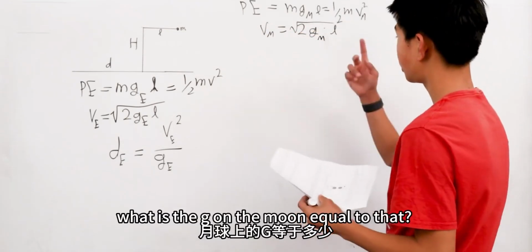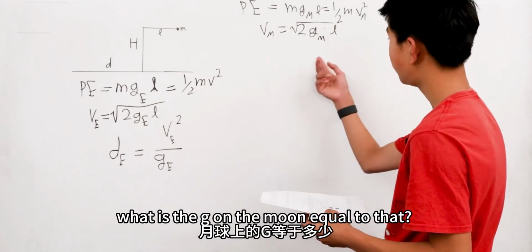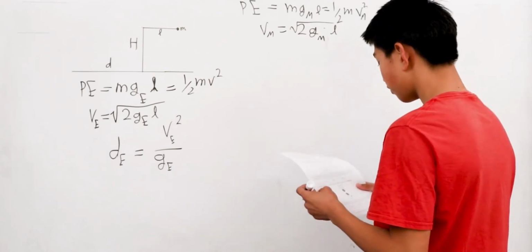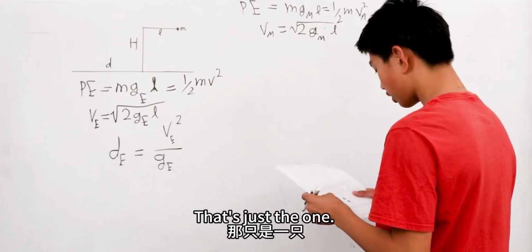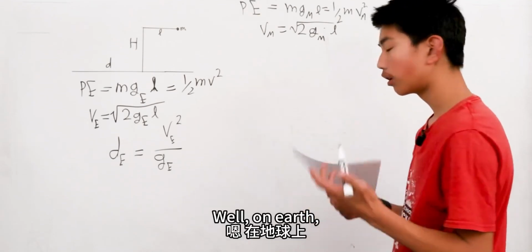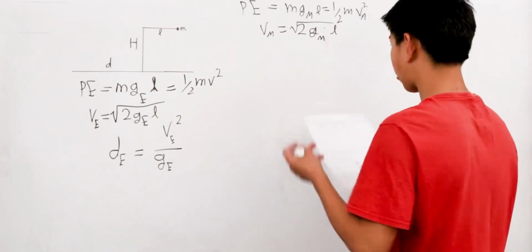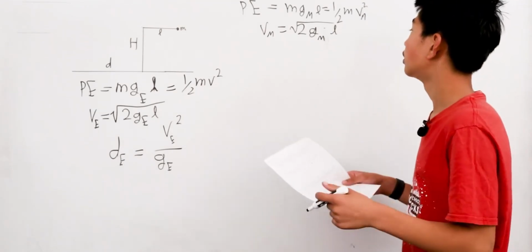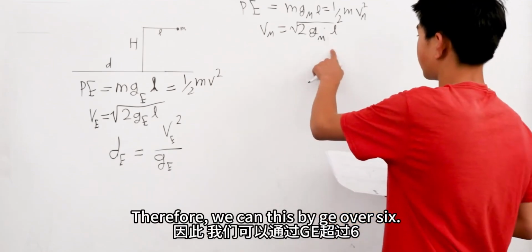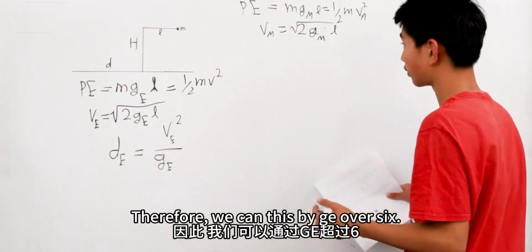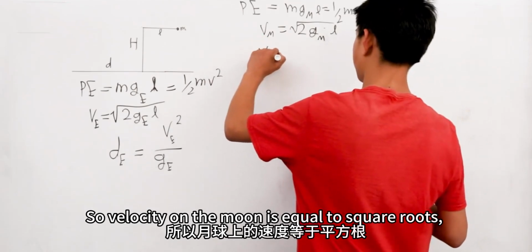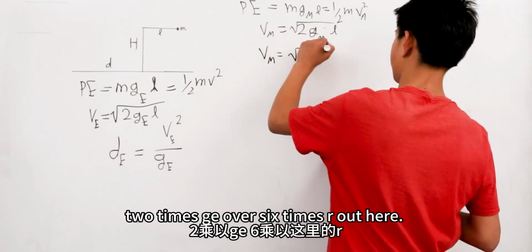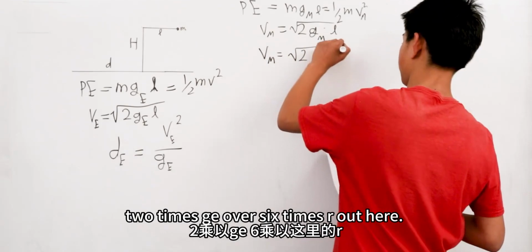What is the g on the moon equal to? On Earth, it has 6 times more gravitational acceleration than on the moon. So therefore, we can divide this by 6: g_E over 6. So the velocity on the moon is equal to the square root of 2 times g_E over 6 times our L here.